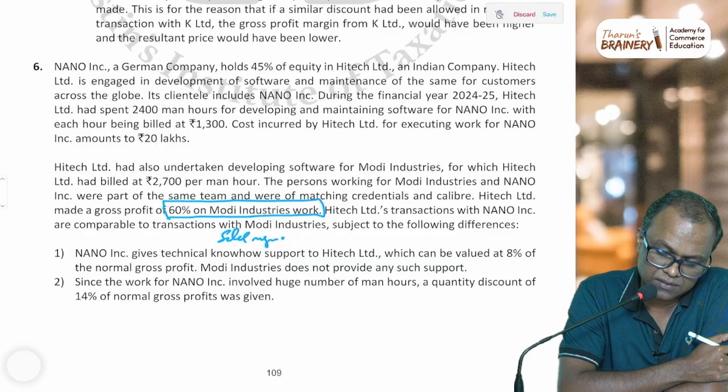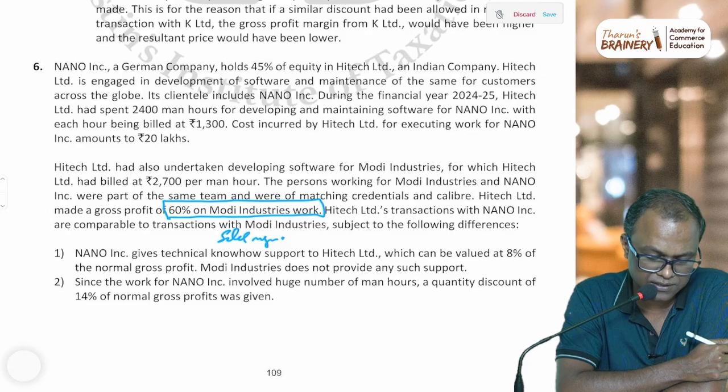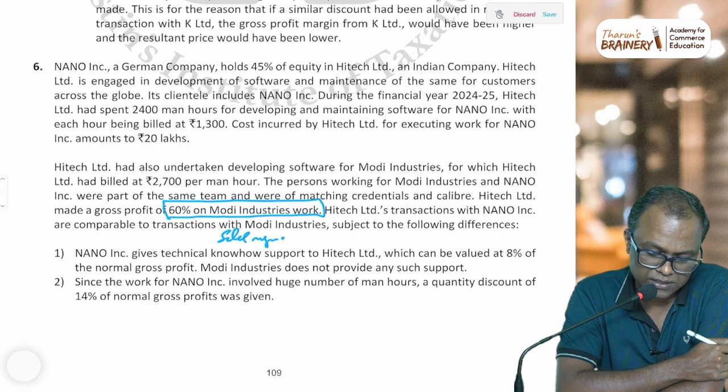High-Tech Limited's transaction with the Nano Incorporation are comparable to transactions with the Modi Industries subject to the following differences. So with the related and unrelated, they are giving the difference. Nano Incorporation gives technical know-how support to High-Tech Limited, which can be valued at 8% of the normal gross profit. That means the normal gross profit margin. Modi Industries does not provide any such support.